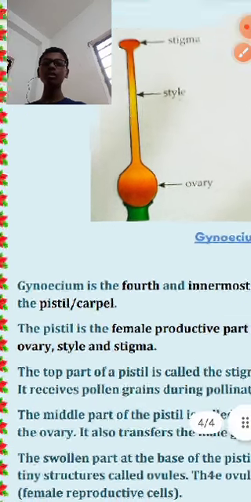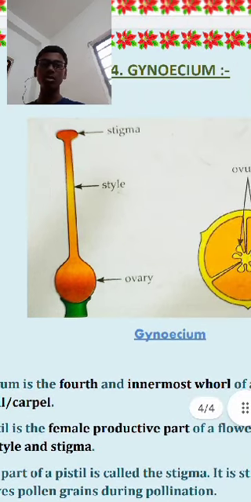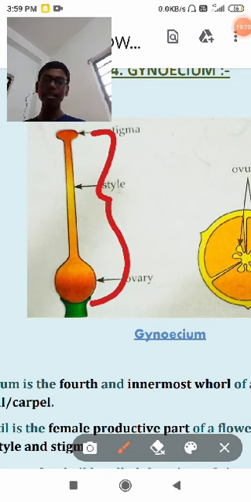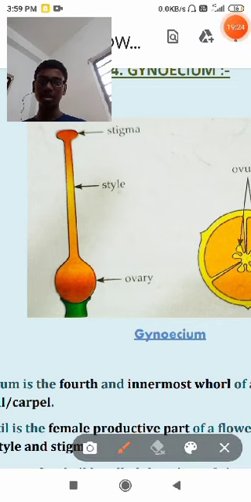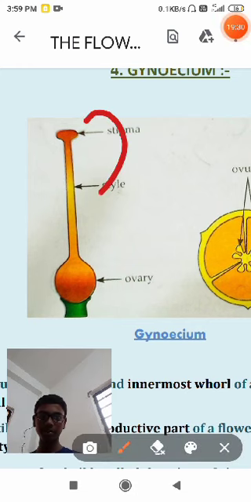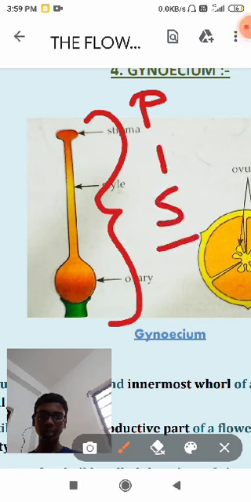Another name for pistil is carpel, and another name for carpel is pistil. So this thing is known as the pistil or carpel. I am taking this part as the pistil. I'm not telling carpel, I'm telling pistil. Both are correct.